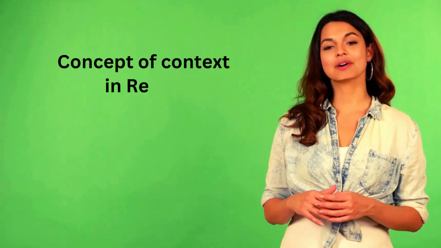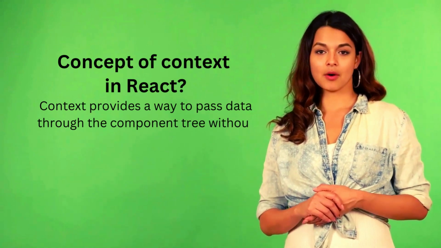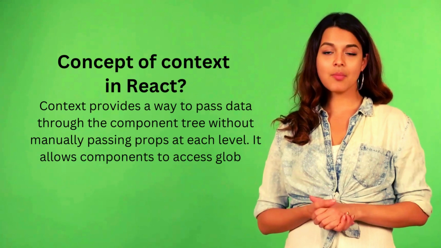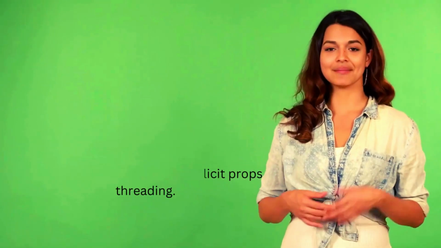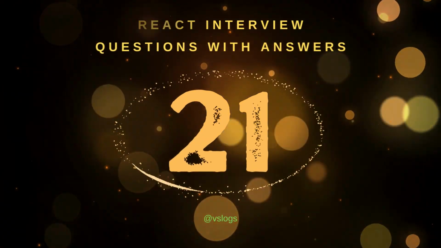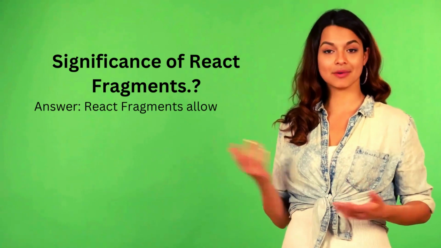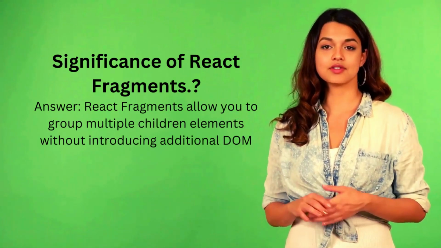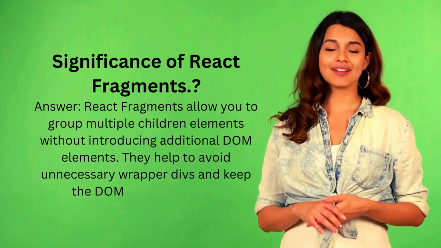Explain the concept of context in React. Context provides a way to pass data through the component tree without manually passing props at each level. It allows components to access global data without the need for explicit props threading. What is the significance of React fragments? React fragments allow you to group multiple children elements without introducing additional DOM elements. They help to avoid unnecessary wrapper divs and keep the DOM structure clean.